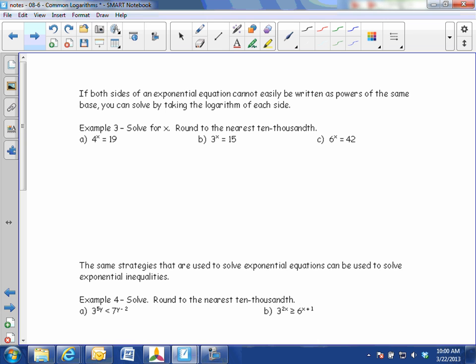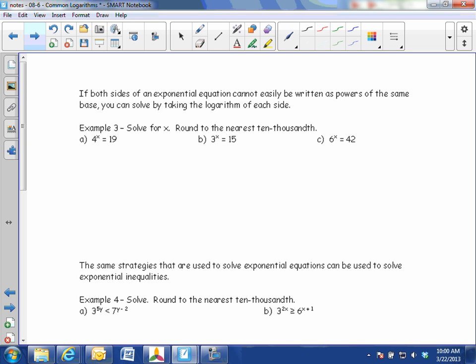Alright, so, if both sides of an exponential equation cannot be easily written as a power of the same base, we can solve it by taking a logarithm of each side. Notice, if I'm trying to figure out this, normally we would just say, well, let's try 4 squared. Well, 4 squared is 16, that's not 19. Well, if I say 4 to the third, that's definitely over 19. So I know it's something in between, but I don't know exactly what that number is.